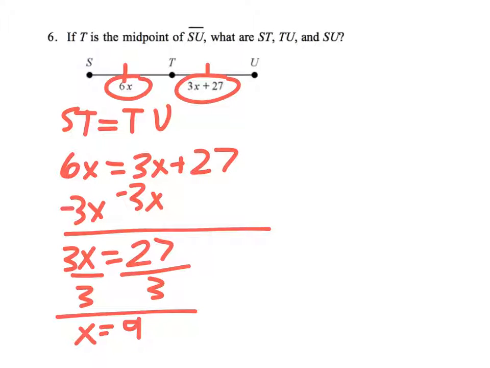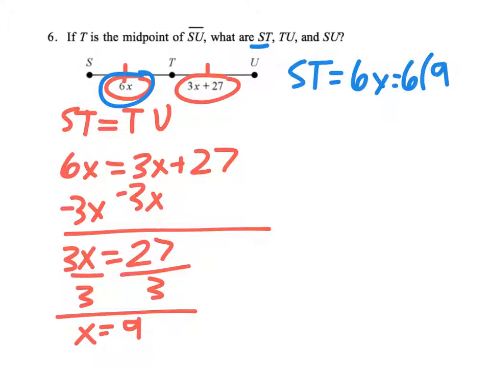Now they don't care about x. They want to know what SU equals. Remember, 6x is, excuse me, that's ST. Let's go back. They do want to know what ST equals, though. So ST is the first one. ST equals 6x, which equals 6 times 9, which is going to give me 54. So 54 is my first answer.